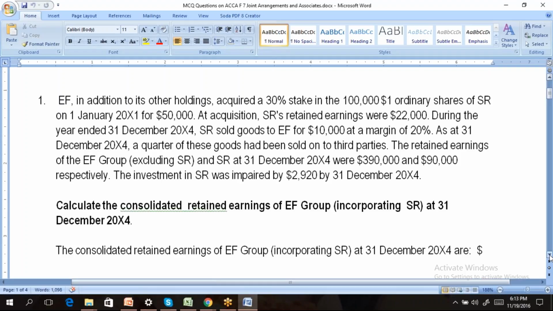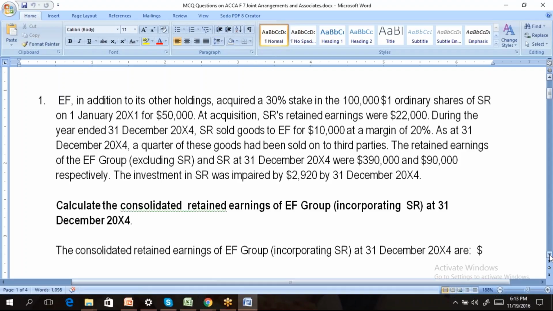This was one of the questions in, I think, the F7 paper, where the company EF had a holding of 30% in SR, and they were asking whether the consolidated statement should be prepared or not. No, because an associate company is not a subsidiary, and therefore you don't become a parent. You become a parent only when you have a child. Child is a subsidiary. So in this case, the consolidation has to be prepared because there are other holdings.